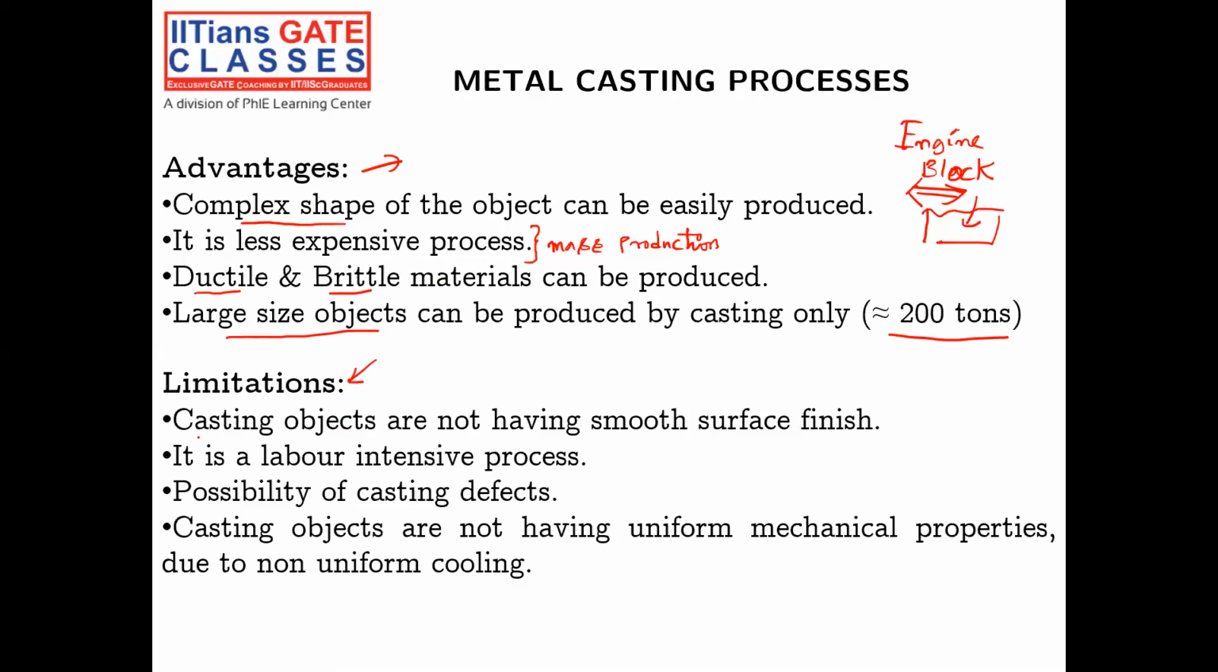Bads: casting objects do not have a smooth surface finish, because as you're putting metal into the mold cavity, this is your cavity here, and this cavity has a wall. Because of this wall, your molten metal comes into contact with your mold material. Because of the interaction between these two, your surface might not be good enough. So you have to have some surface finish operations to use that object in the end.